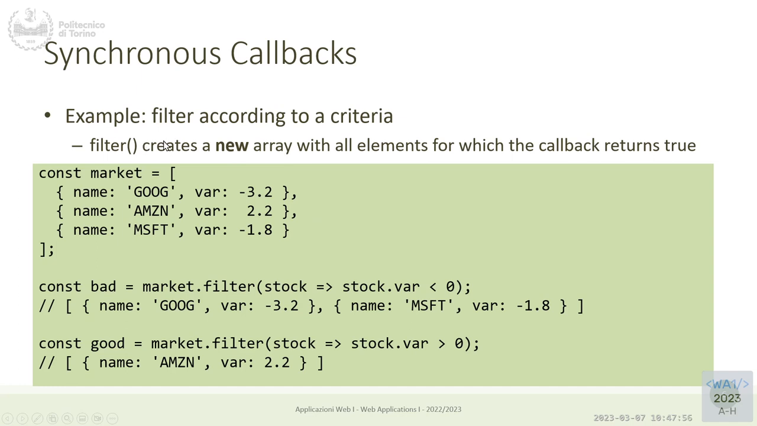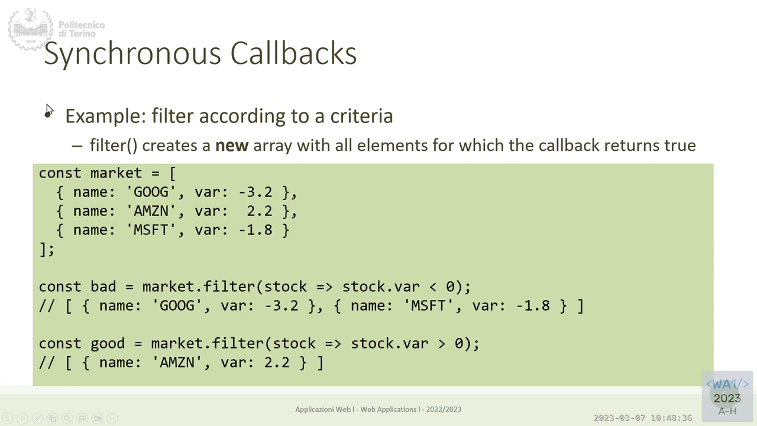For example, the filter. Filter is a method on arrays that creates a new array with a subset of the elements in the existing array, in the same order. And the subset is picked by choosing which elements satisfy a given check. How is this check implemented? How can I specify which properties I want to check? By providing a callback function.